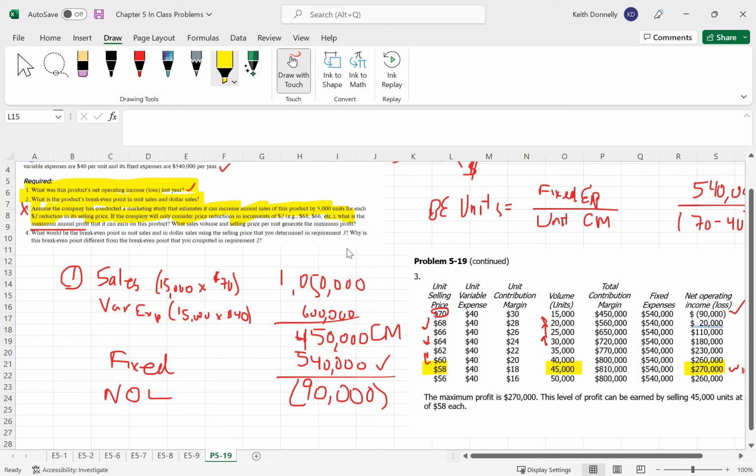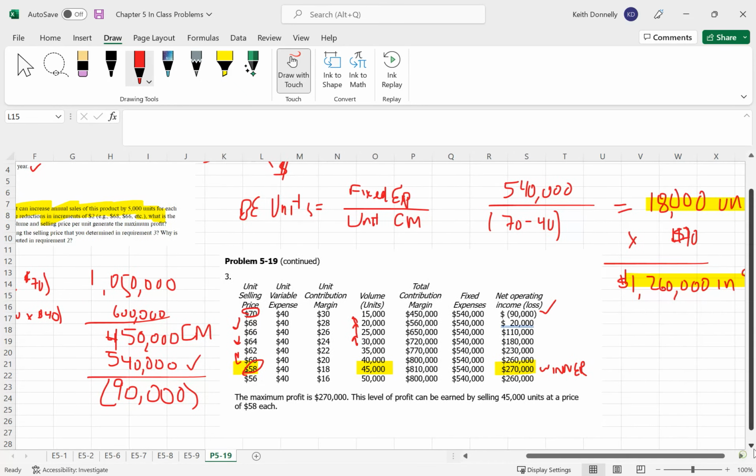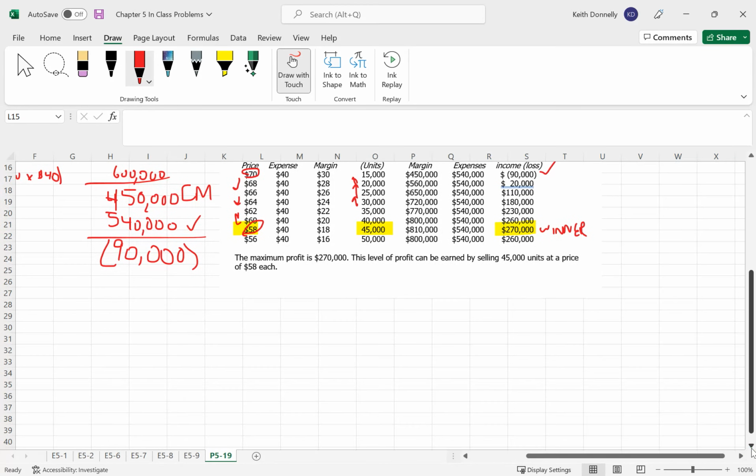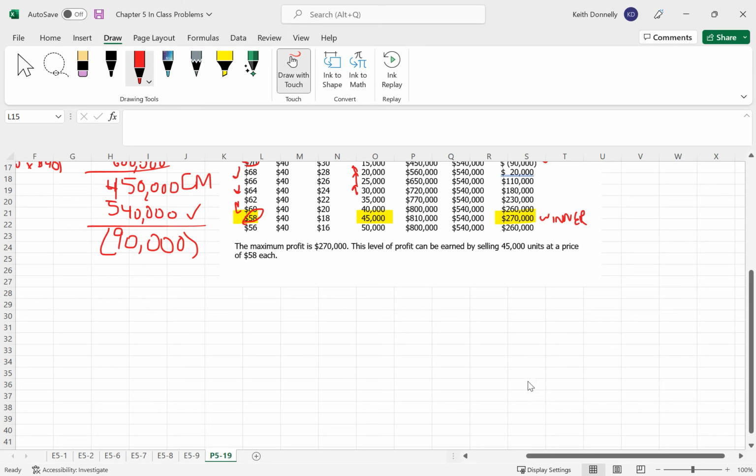No. 4 says, what would be the break-even point in unit sales and dollar sales using the selling price that you determined in 3? Okay, so based on this $58 selling price, we need to figure out our break-even. And again, because it's break even in units, we can use that secondary equation. Either one will work. If you use the profit equation and you set it to 0, or you can do the true break even in units.